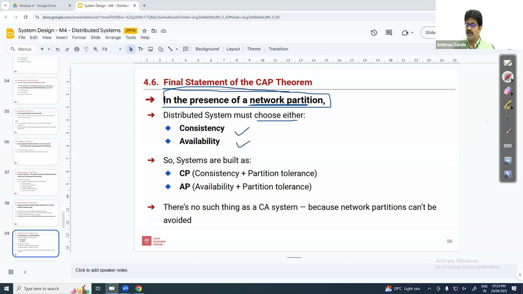In the presence of network partition means I am considering there is a network problem between the two nodes. The two nodes are separated, disconnected, not talking to each other. That is P selected. So in the presence of P, you have two options. Either you choose consistency or availability.